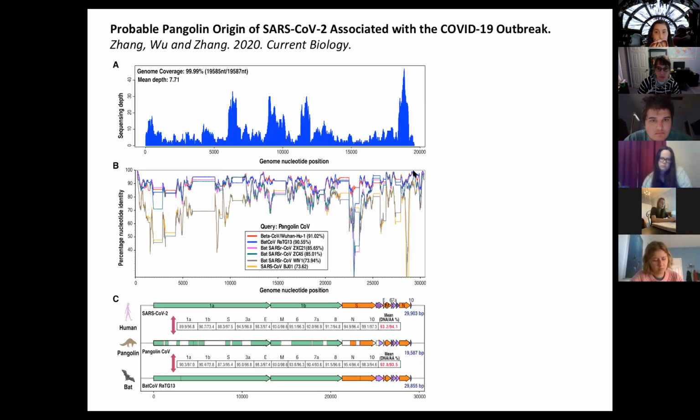So does the depth mean the higher the depth, the more certain they are that the nucleotides they have found at that position are correct? It certainly gives you more confidence in it. Okay. There are arguments about how much depth you really need, but a mean depth of 7 is pretty high.